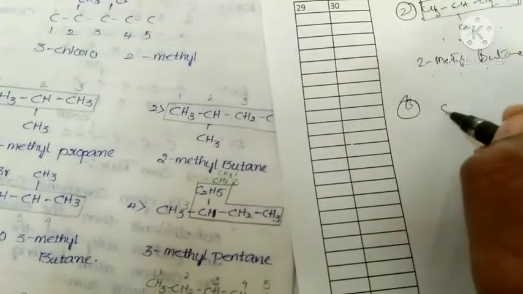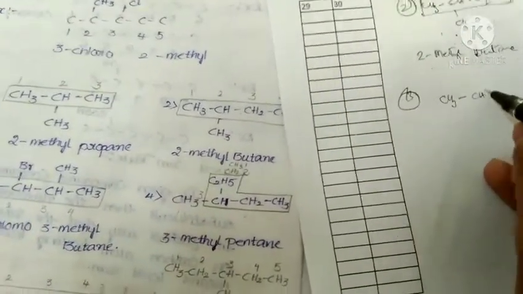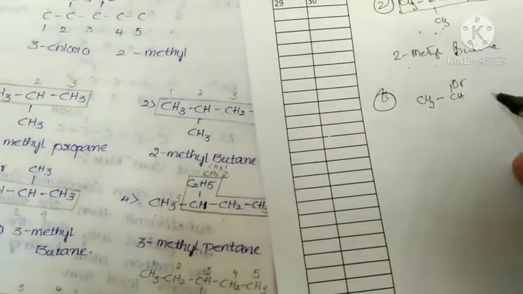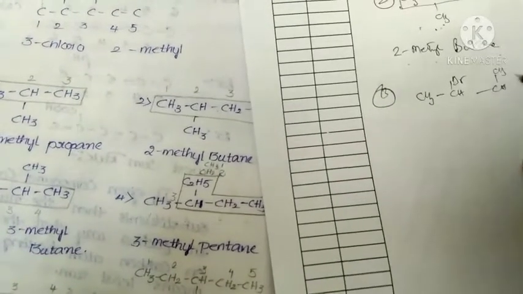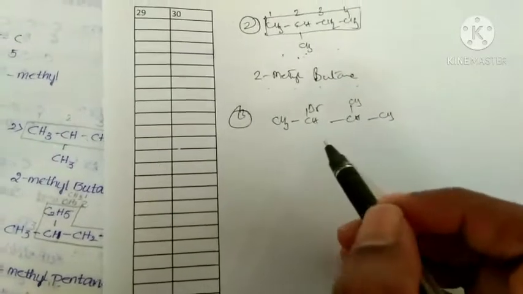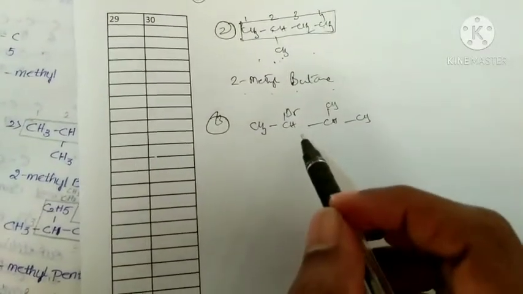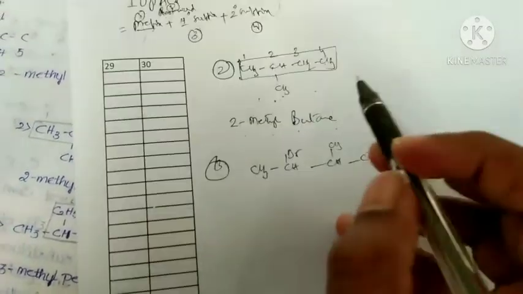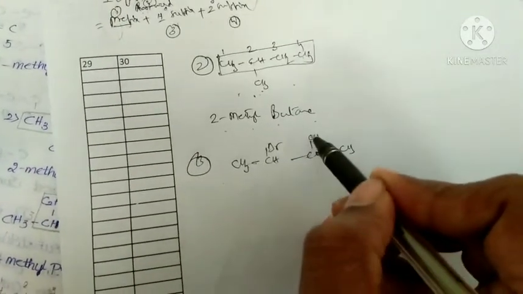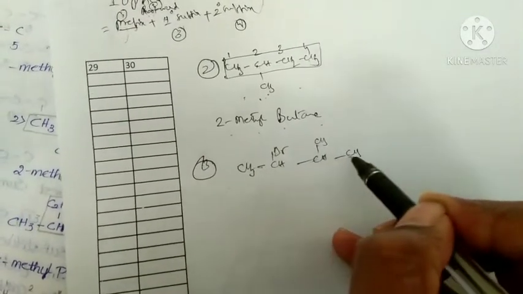CH3 CH Br CH CH3 CH3 C. Here what do we have to do? We have to select the straight chain. This is a straight chain, or this is also a straight chain.